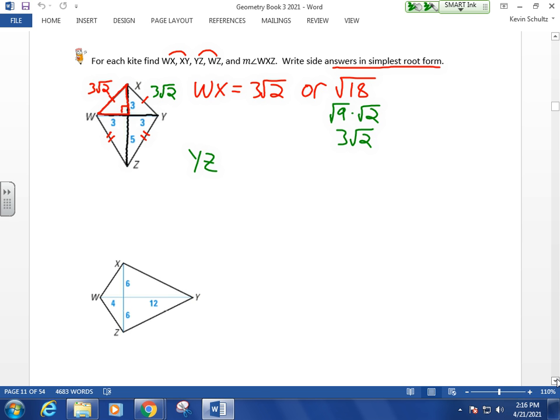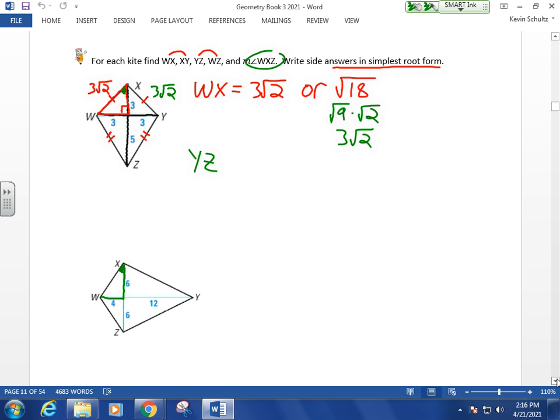WXZ. WXZ is this angle here, going from point W to point X and down to Z, so this angle there. We already talked about the fact that this is a 45, 45, 90 triangle, so obviously it's 45 degrees, okay? But let's go down to the one below this, where angle WXZ, this angle right here, is not part of a special right triangle, right? The leg lengths that make up this angle are 4 and 6. Not the same. How do we calculate that angle measure?